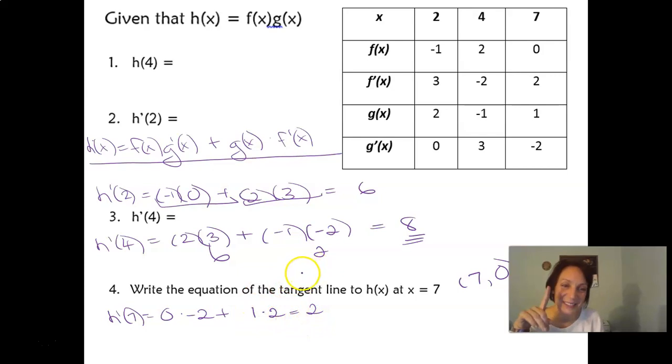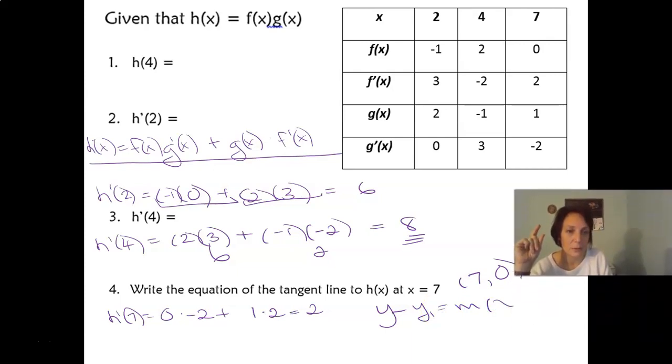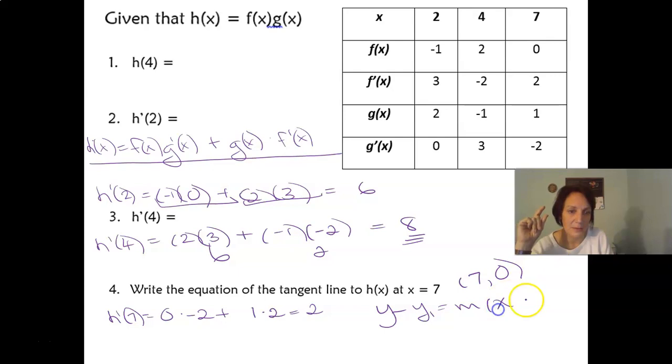Now, look, if you want to do y equals mx plus b and write y equals 2x plus b and find the b, you go right ahead. I'm not doing that. I'm never doing it. I'm using point slope form. y minus y1 equals m times x minus x1. Literally, all you have to do is plug in 3 numbers. It's quick, it helps you avoid making any arithmetic mistakes, and AP accepts it. It's a perfectly reasonable equation for a line.